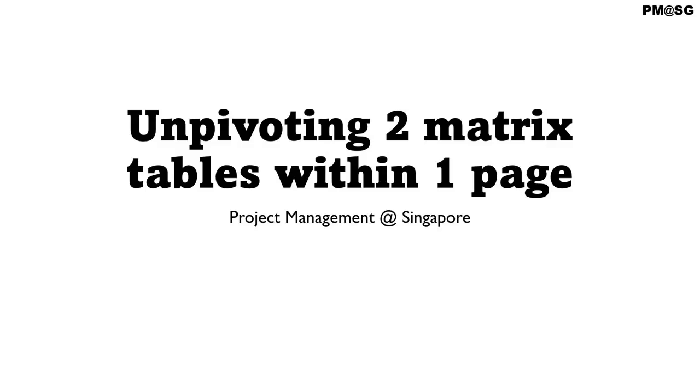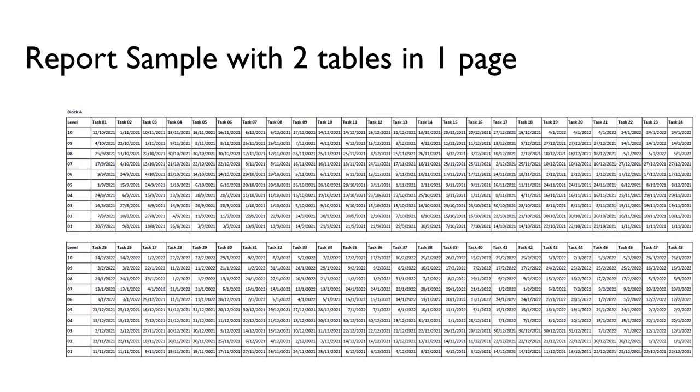This video is to show how to easily unpivot two matrix tables which are located within one worksheet. Sometimes in the process of creating reports, we have formatted the report to have two matrix format tables in one page to fully fill the printed page. Thereafter you want to extract the data from both the matrix tables into tabular format for further analysis.